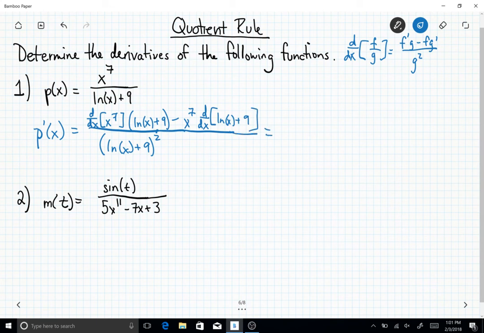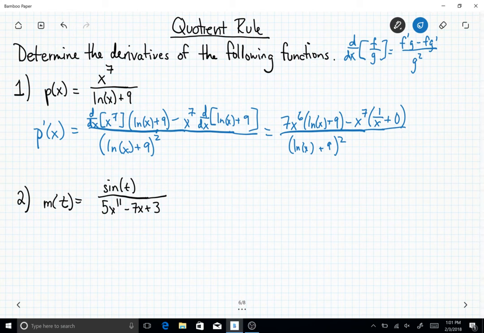Okay, so what is all this business? Well, we have natural log of x plus 9, the quantity squared. Derivative of x to the 7th, that's the power rule. 7x to the 7 minus 1 power, the 7 minus 1 just equals 6. So 7x to the 6th times natural log of x plus 9. And then minus x to the 7th. What is the derivative of natural log of x? Well, it's 1 over x. And then the derivative of 9 is 0. Okay?